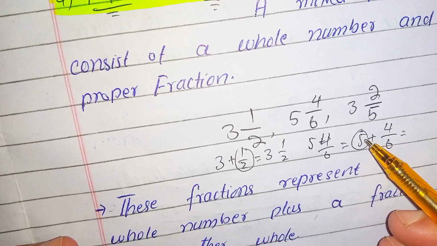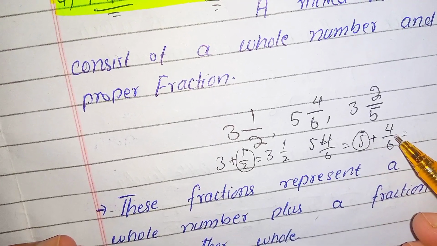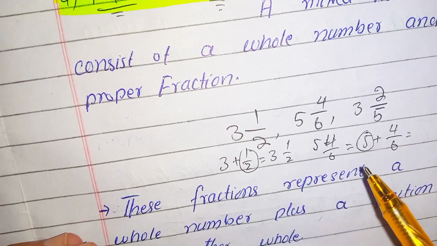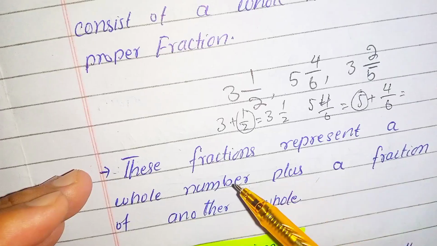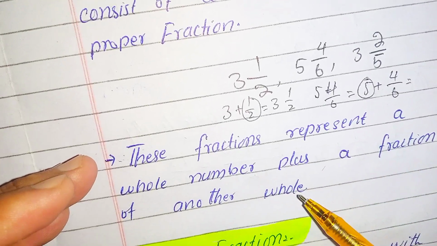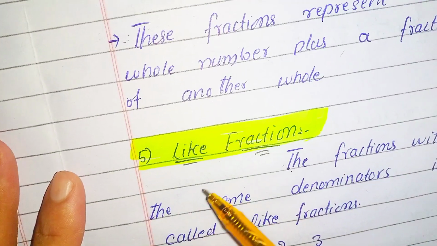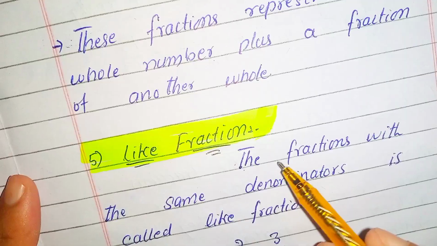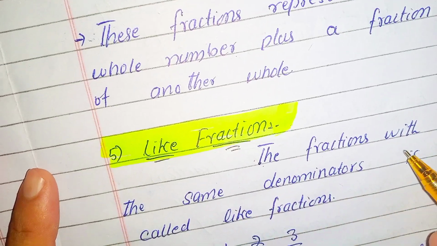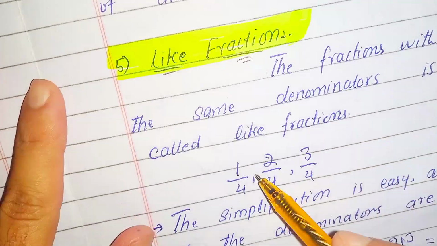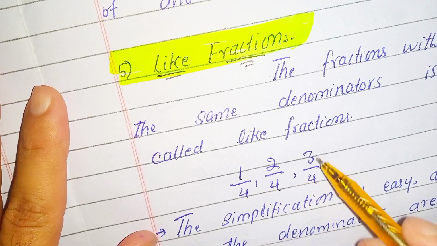So this is the total part of a whole, and this is the fraction part of some another whole, right? So the mixed number represents a whole number plus a fraction of another whole, right? The fifth type is like fractions. The fractions which have the same denominators are called like fractions. For example, 1 over 4, 2 over 4, 3 over 4.